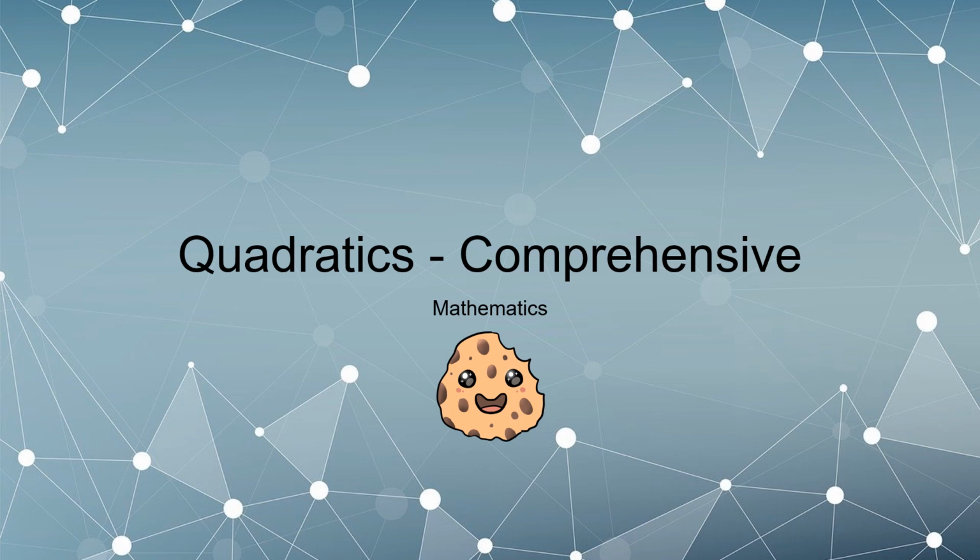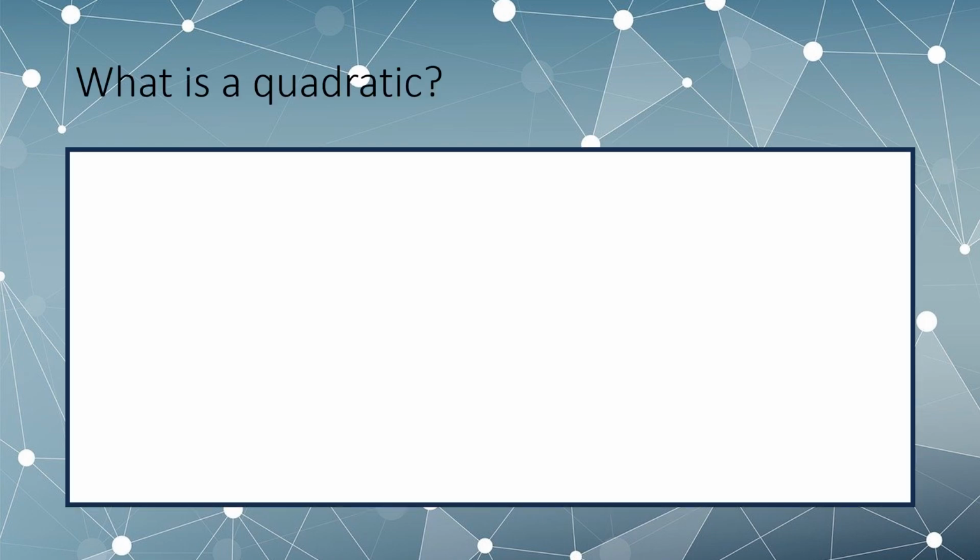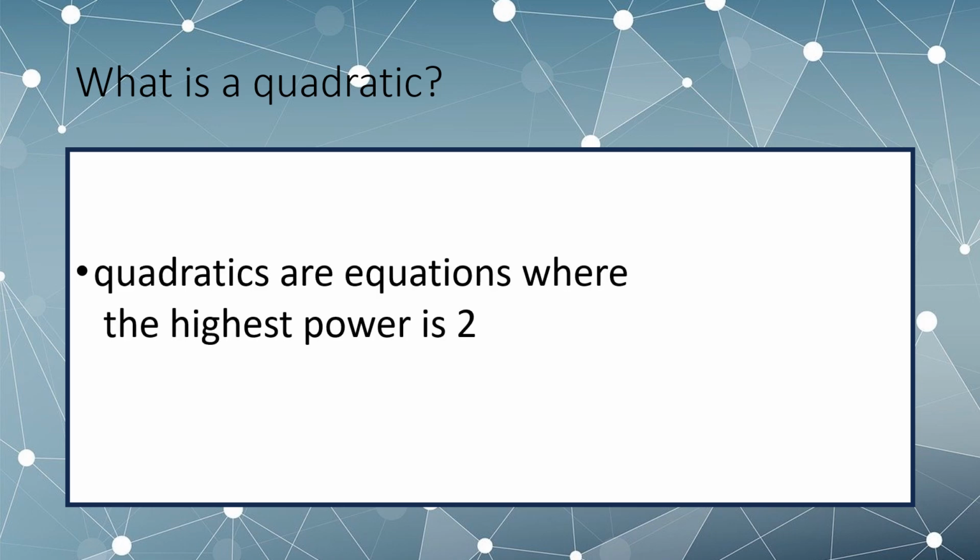Today we'll be exploring quadratics. So, what is a quadratic? Quadratics are equations where the highest possible power is 2. Remembering that powers are our exponentials. So for example, x squared is a quadratic because it is x to the power of 2, whereas x to the power of 3, or x cubed, is a cubic.